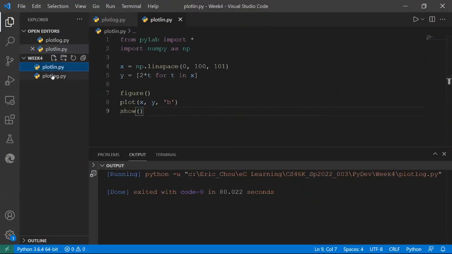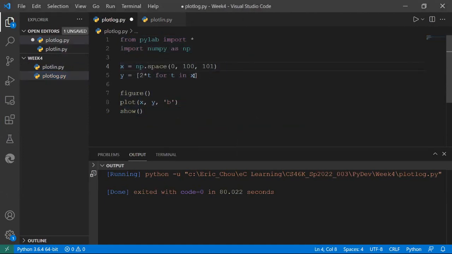Now let's change it to log space. For log space, I would like to start from 10, which is 10 to the power 1, right? So we will do 10 up to 1E5, and totally 5 points. Okay, that's log space.